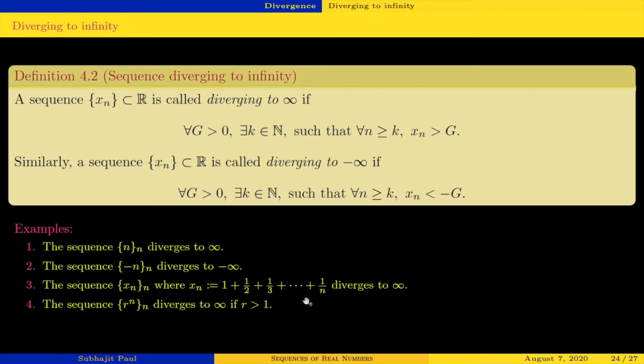If you do not know this result from the chapter on sequences, I guess you must know it from the chapter on series, that this series diverges to infinity. From the definition of convergence of series, this is the partial sum sequence, so this sequence also diverges to infinity. The sequence r to the power n diverges to infinity if r is greater than 1.